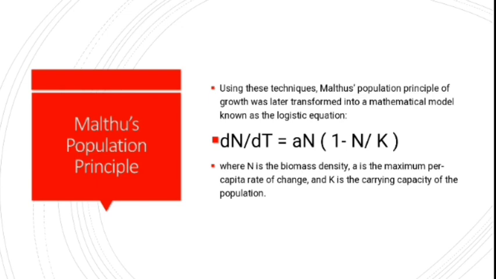Using these techniques, the Malthus population principle of growth was later transformed into a mathematical model known as the logistic equation: dN/dt = aN(1 - N/K), where N is the biomass density, a is the maximum per capita rate of change, and K is the carrying capacity of the population.